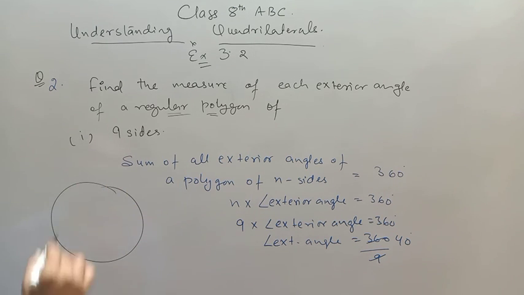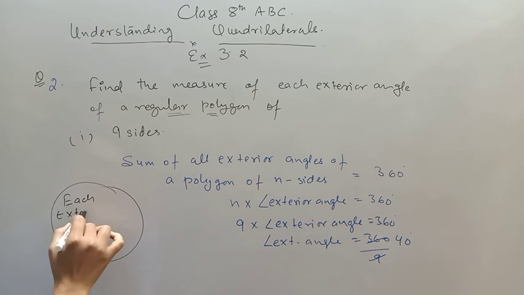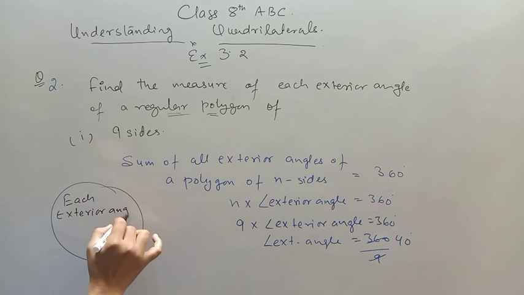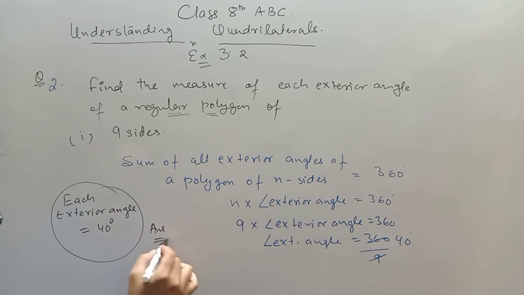Find the measure of each exterior angle. So each exterior angle is equal to 40 degrees. So note it down first.